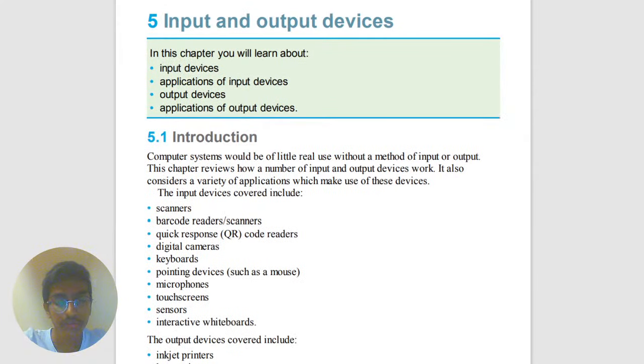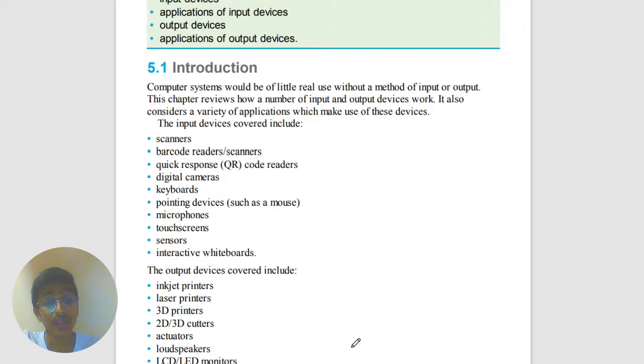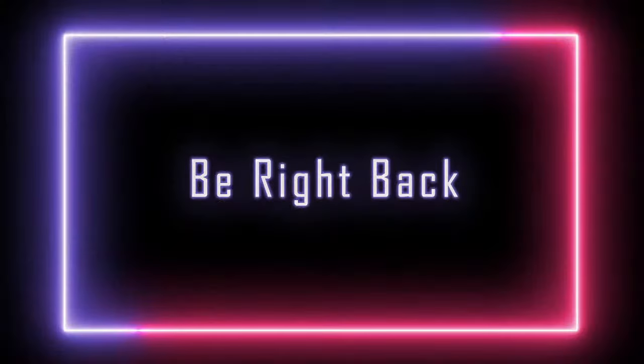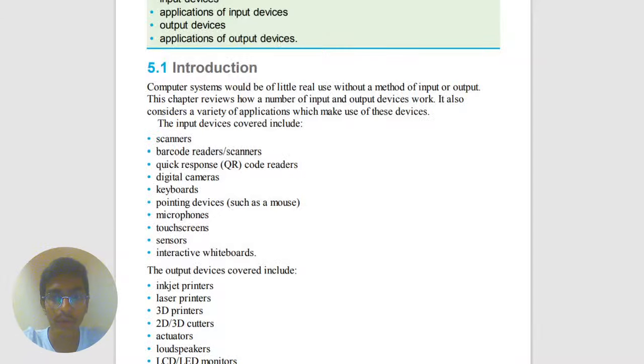Hopefully you have understood this, and the next chapter we're going to have a look at is input and output devices. You can see how many input and output devices there are, so we're going to quickly go over all of them. So let's move over and do that. Again, we'll take a 10-minute break like the other one.